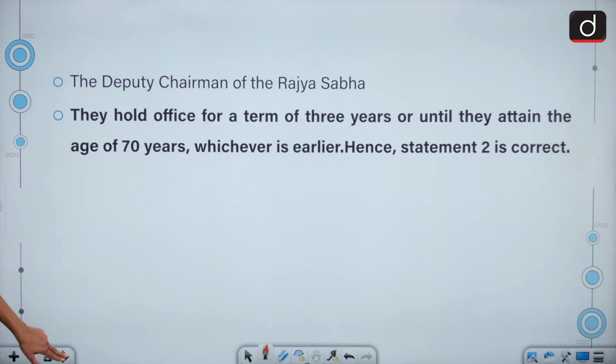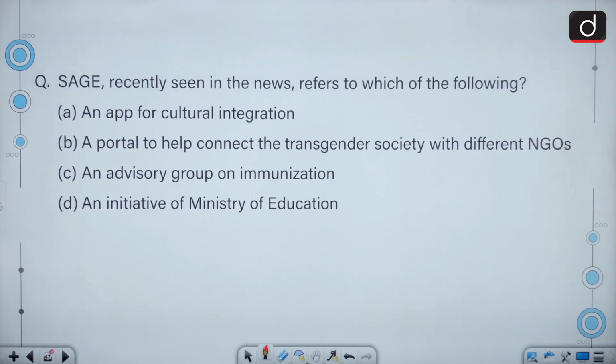whichever is earlier. Moving on, SAGE, recently seen in the news, refers to which of the following? It is an app for cultural integration, a portal to help connect the transgender society with different NGOs, an advisory group on immunization, or an initiative of the Ministry of Education. The correct answer is option C. It is an advisory group on immunization.